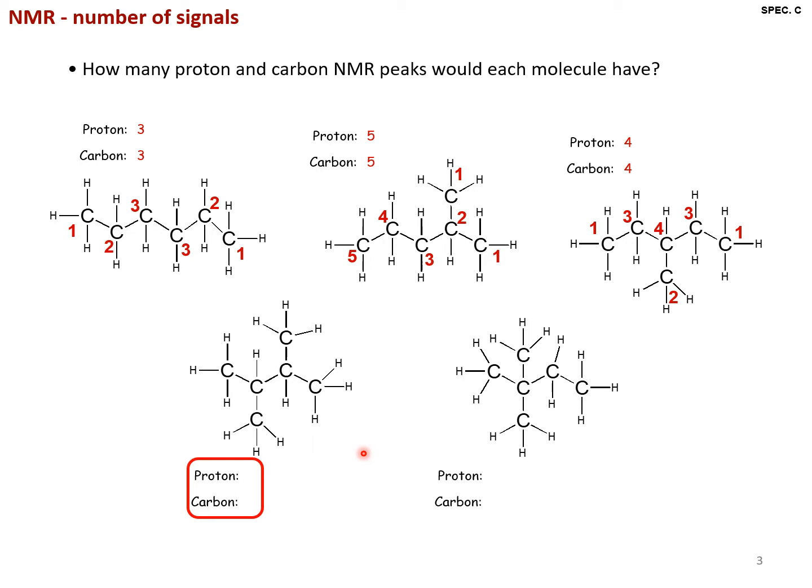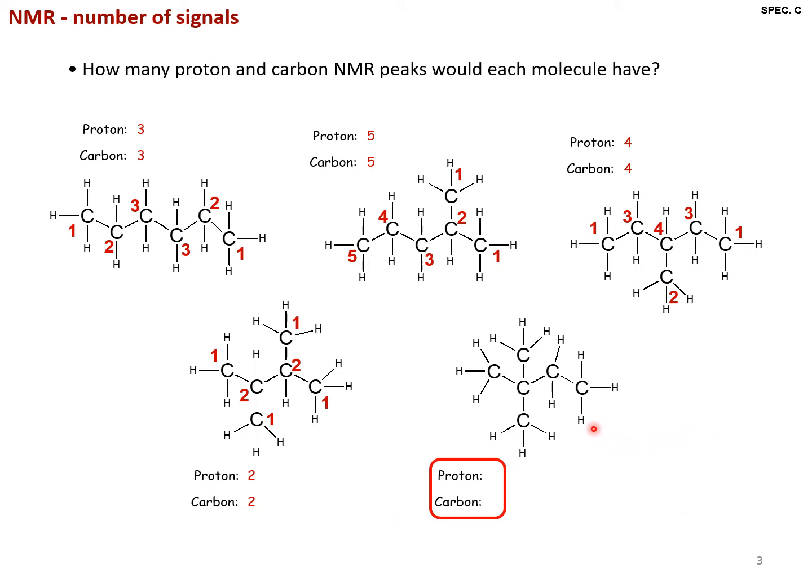In this case, if you played the substitution game, you'd find that all 4 methyls are equivalent to each other. There's a plane of symmetry going down the middle of that molecule, which would also make those carbons and hydrogens labeled number 2 equivalent. So you would expect 2 peaks in the proton NMR and 2 peaks in the carbon NMR.